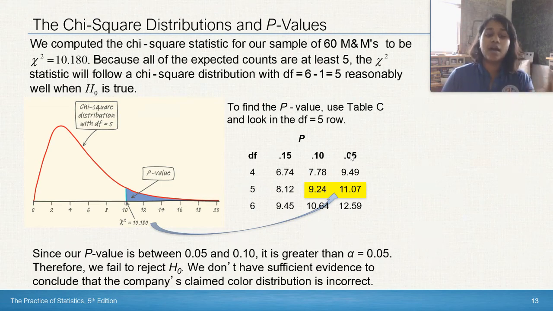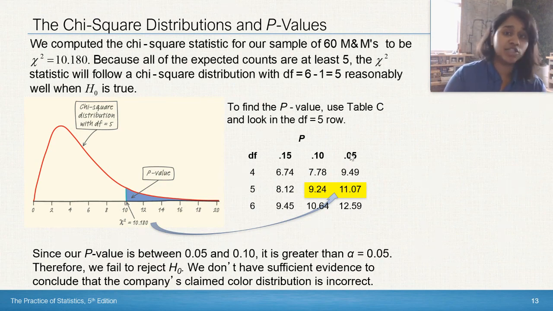So what does that mean in context? If I fail to reject the null, then that means I'm agreeing, but not really, because we don't use that word. We're agreeing with the null hypothesis, or in essence, what's the better way to say it? We don't have sufficient evidence to conclude that the company's claimed color distribution is incorrect. We're not going to say we agree with the company's claimed color distribution. We don't use that word, but we are going to say that we don't have enough information to say it's incorrect.